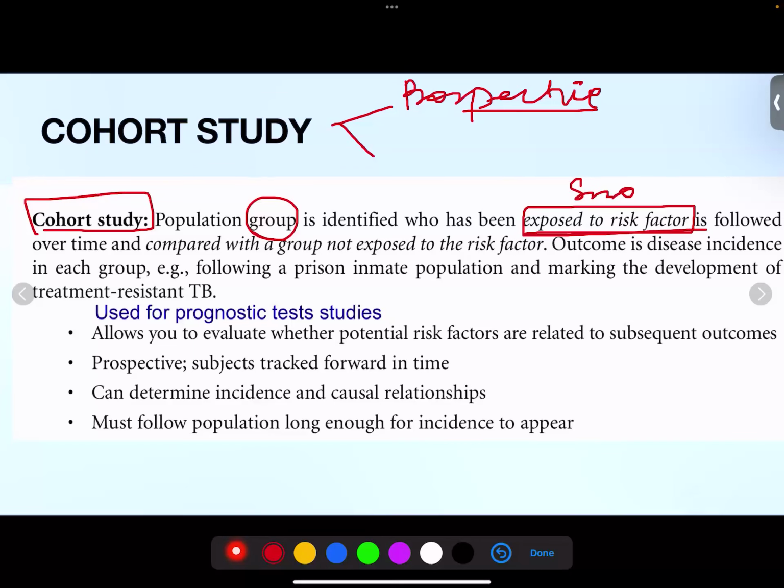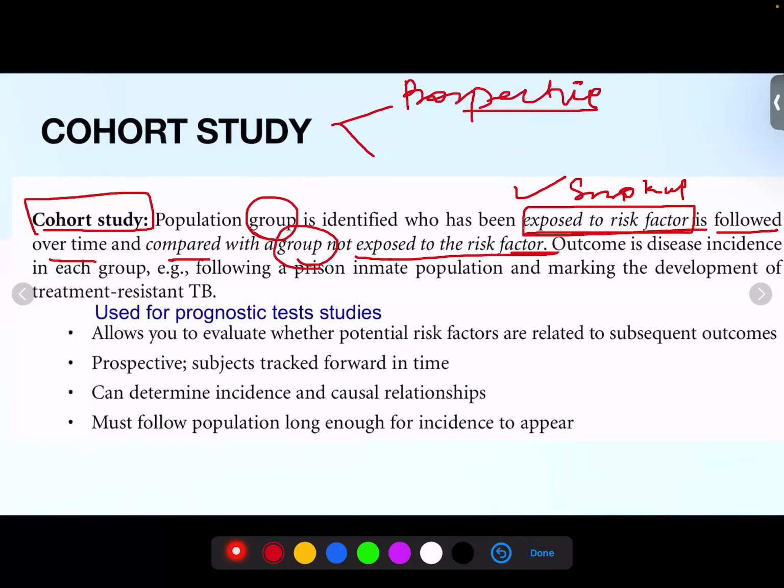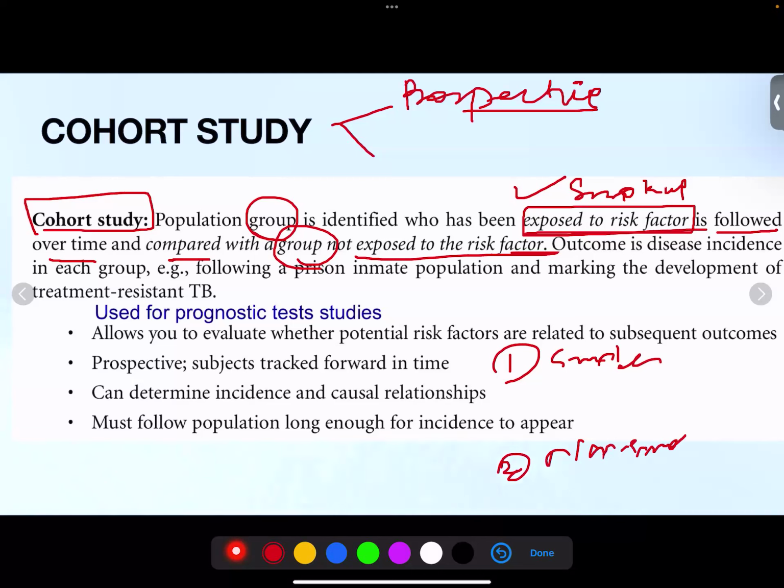Okay, so if we did not know that, and then you just take a smoking risk factor. So you take a group of people with smoking, and then you follow those individuals over time, and then you compare. Now the comparison here is not a diseased and non-diseased individual. Now the comparison here is actually one group with the risk factor and the second group not exposed to the risk factor. So one group is a smoker group, and the second group would be a non-smoker group.